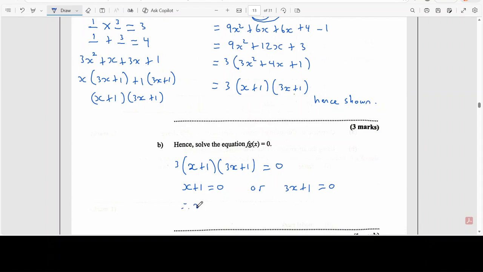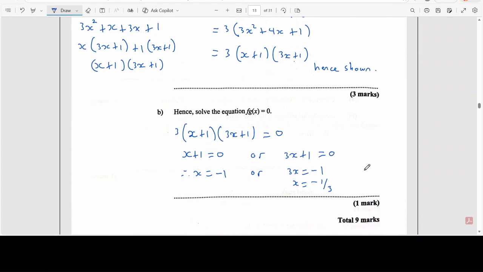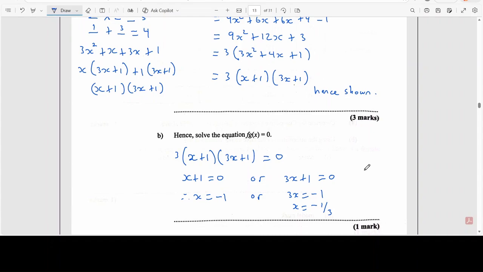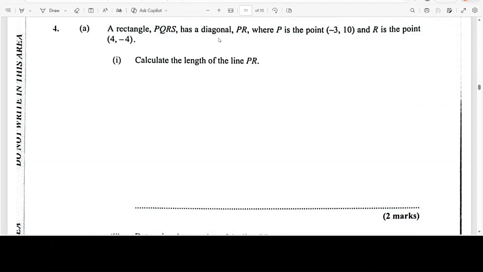So therefore, x is equal to this plus 1 going across will become negative 1, or 3x plus 1 is equal to 0. You get 3x is equal to, when the plus 1 goes across, minus 1. Then you divide, so you get negative 1 over 3. So x is equal to negative 1 or negative 1 over 3. Answer for this 24.